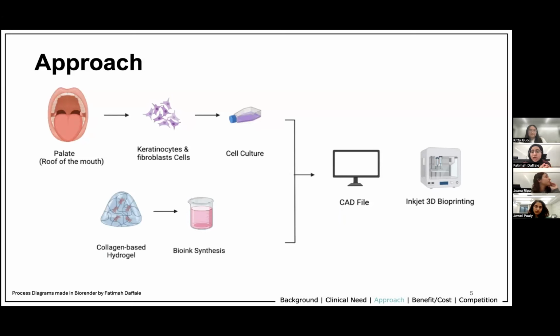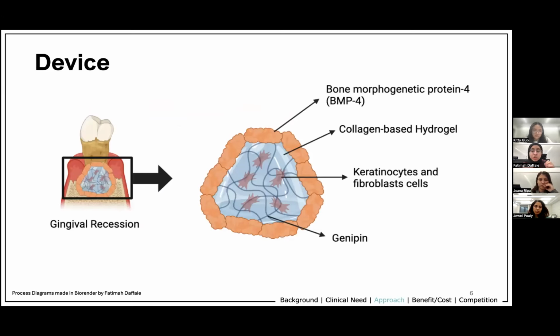Awesome. So here we have a beautiful diagram that shows our process. We're getting the cells again from the palate, from the roof of the mouth of the patients: keratinocytes and fibroblast cells. Then we have our collagen-based hydrogel, and that's what makes our bioink synthesis. Then we have our CAD file, which is customizable based on the patient, which then goes through the inkjet 3D bioprinting. And then here we can take a closer look at our device. So again, we can see the tooth with our gingival recession, and then we can see our device on top of it. We have the genipin, we have our cells, we have the collagen-based hydrogel, and you can also see the protein, the orange surrounding it. This is our BMP-4 protein.